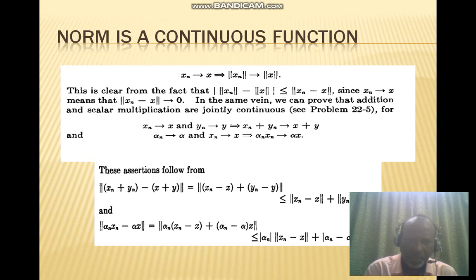Similarly, the next one: when alpha n tends to alpha and xn converges to x, then alpha n xn converges to alpha x. Take the norm of the difference between alpha n xn and alpha x, add and subtract one value, alpha n x, group xn and x together, and alpha n and alpha separately. You will find in one term norm of xn minus x, and in another term alpha n minus alpha; both of them tend to 0. Therefore, you will get alpha n xn converges to alpha x.